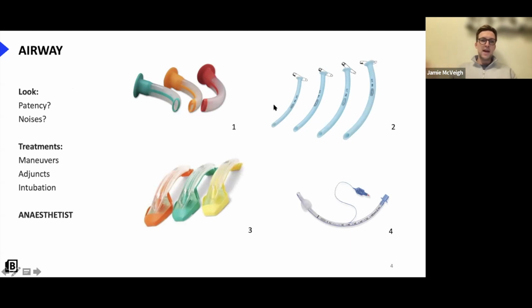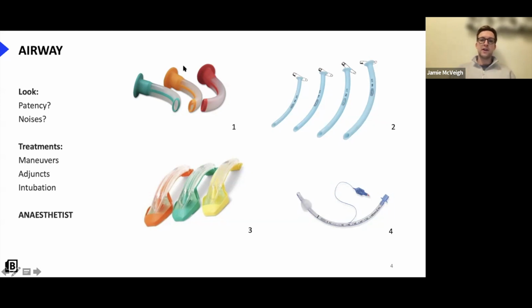Okay, so airway, have a look. Is the airway patent? Are there any airway noises? Is there an obstructed airway? Can you hear stridor type noises? Can you hear very loud snoring? Can you hear nothing, in which case you might think this patient's not breathing and you've got a cardiac arrest situation? If there is a problem with the airway, the first thing I would say, get the anaesthetist involved. The next thing I'd say is try a maneuver to see if you can open the airway yourself, so a head tilt chin lift or a jaw thrust. And then you can subsequently use adjuncts if you need to be doing other things.